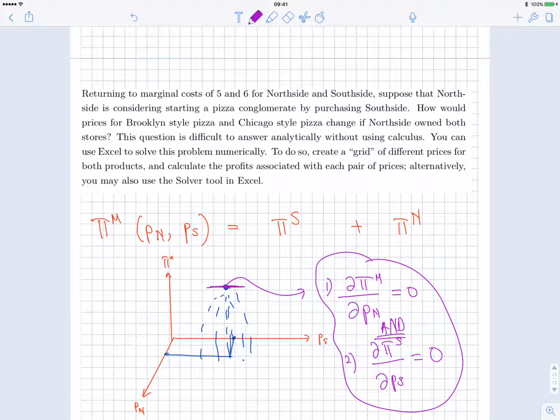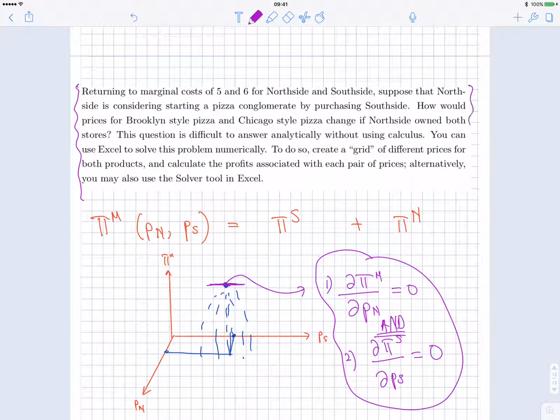Mathematically? Yeah, mathematically. It will be higher because whatever price pair came up in question one, can you still use it under monopoly? Of course you can if you want to.